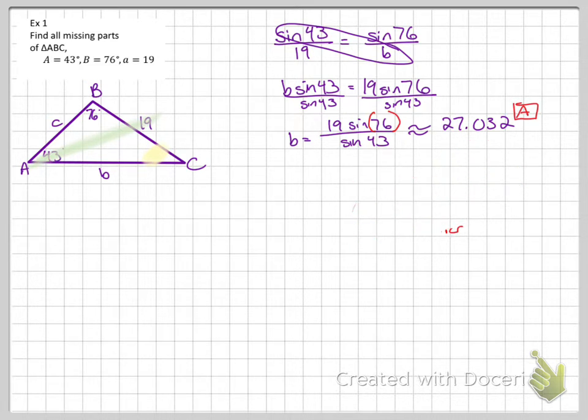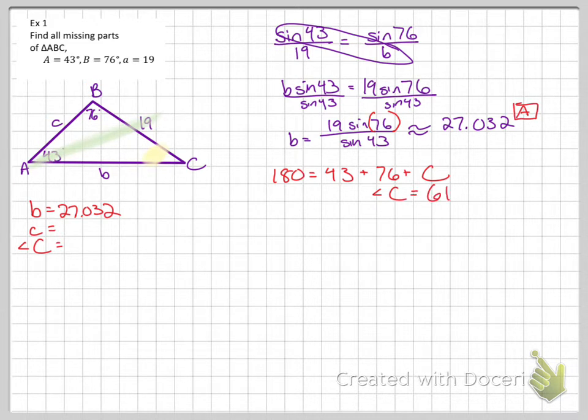Now, I need to finish finding everything, right? So over here, I'm going to set up some answer columns, answer blanks. We just found lowercase b as 27.032. We need lowercase c, and we also need capital C, angle C. Always put an angle sign in front of your capitals. Well, I just mentioned angle C. I know a triangle is 180 degrees, and I have 43 plus 76 plus whatever angle C is. So just a little subtraction gives me angle C is equal to 61 degrees.